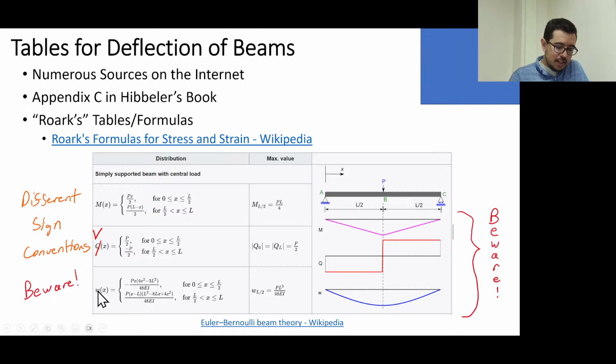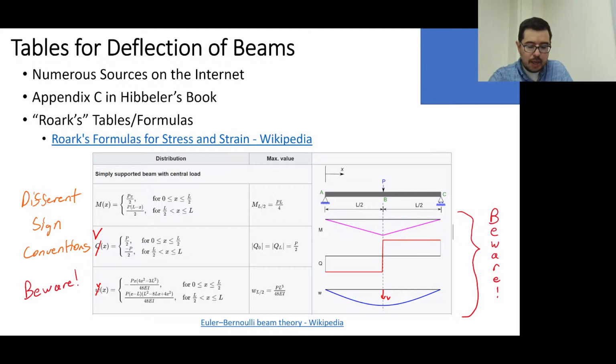And then this W is what we call little v. Okay, that's what we call the little v. Now, notice their positive v is downward, right? Like you see this W, L over 2, this is the max value at L over 2. So they're calling positive, and that's a little v, downward, all right?